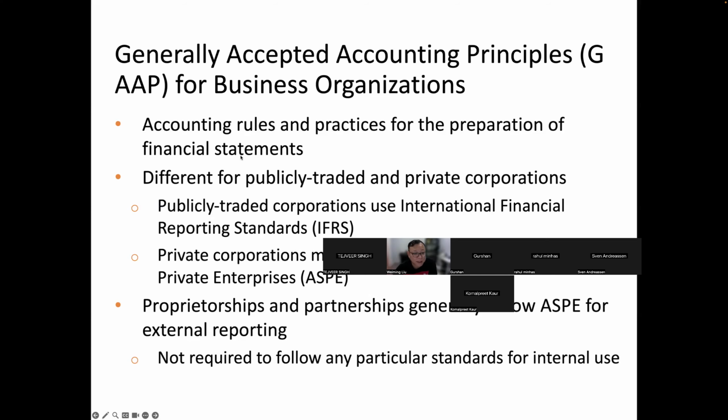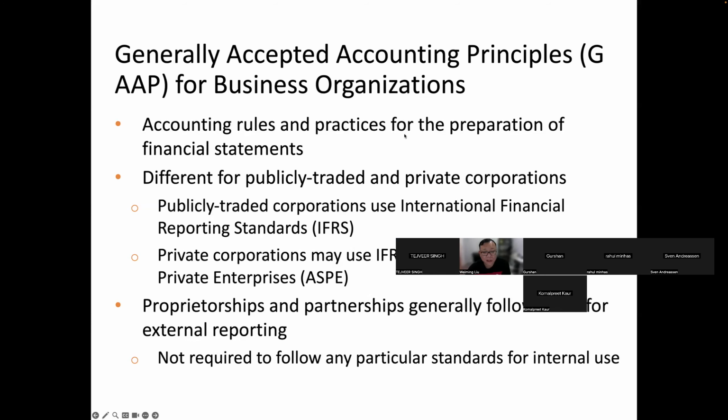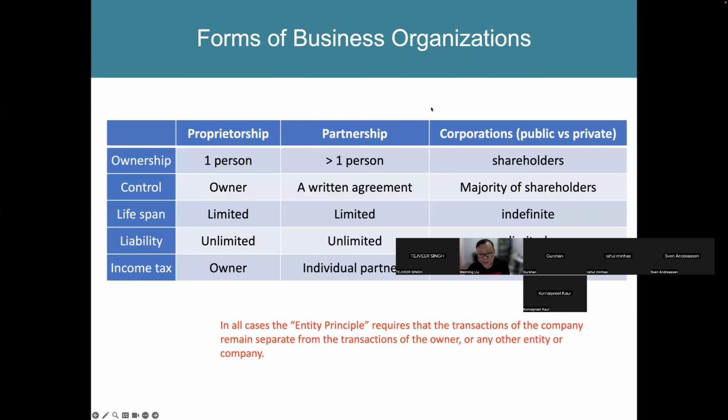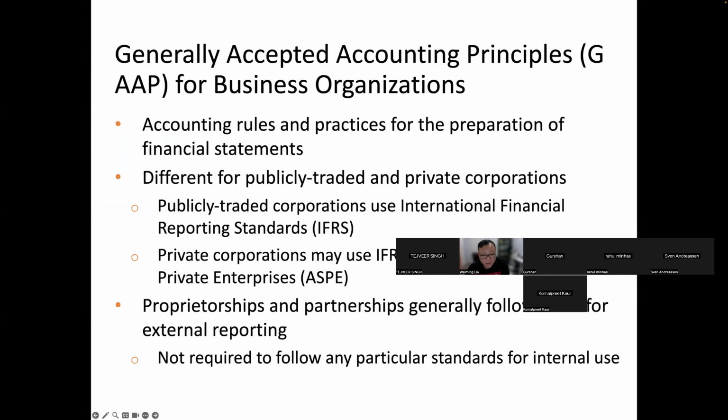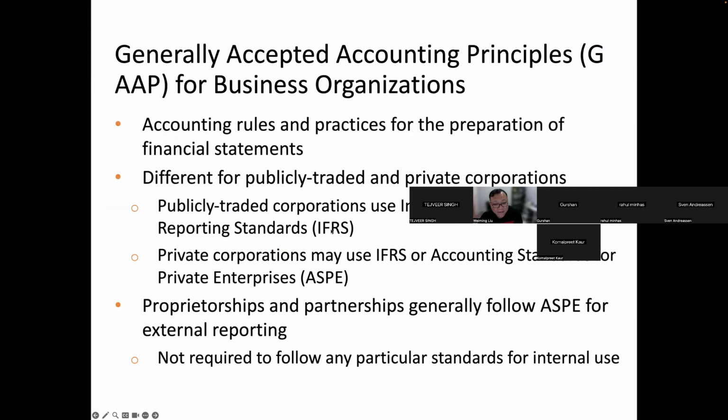So that's what is coming. We call these rules for the preparation of financial statements generally accepted accounting principles. In short, GAAP, okay? Generally accepted accounting principles. The major ones available in Canada is IFRS. This is called International Financial Reporting Standards.